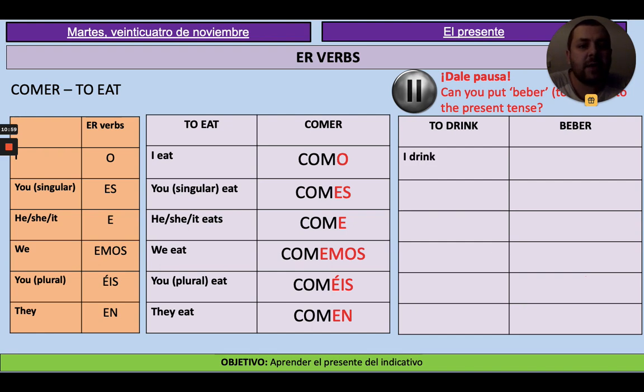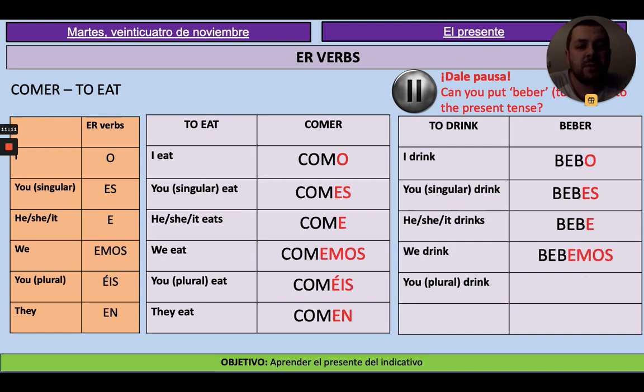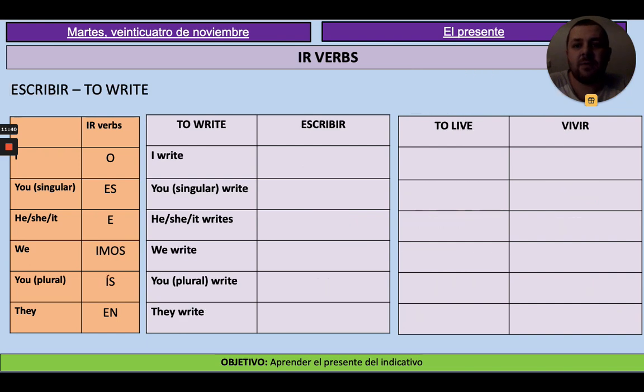So you've got I drink, bebo. You singular drink, bebes. He, she, or it drinks, bebe. We drink, bebemos. You plural drink, bebéis. And they drink, beben. Okay, so you can say them after me now. Como, comes, come. Comemos, coméis, comen. Bebo, bebes, bebe. Bebemos, bebéis, beben. Fantástico. Okay, and finally, we'll have a look at IR verbs.